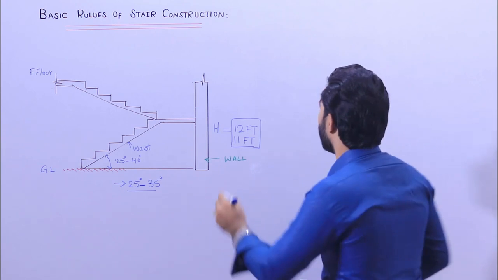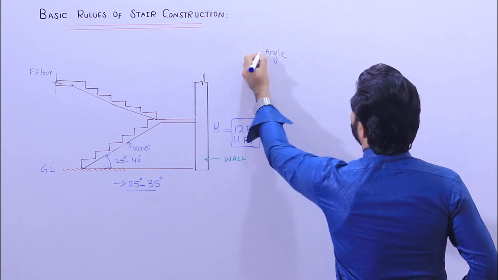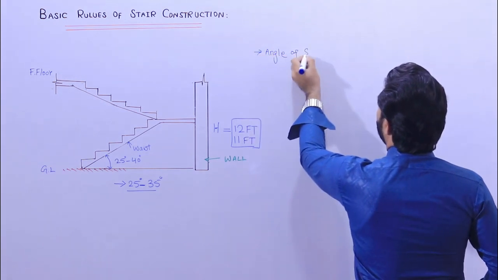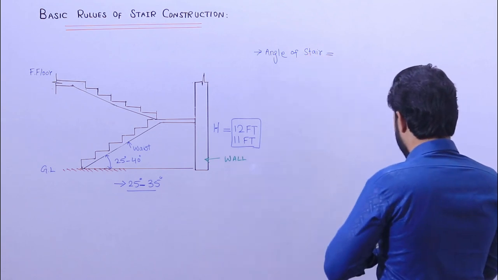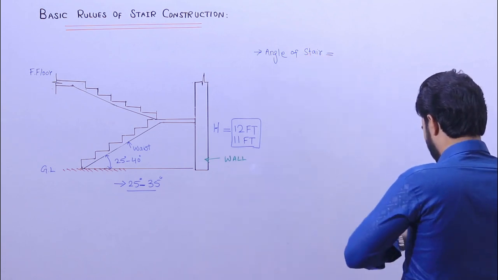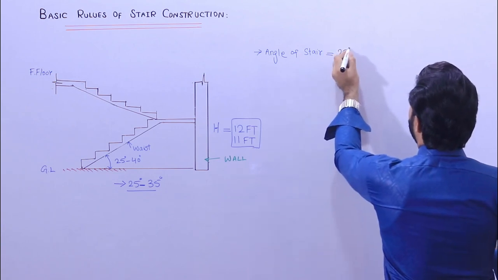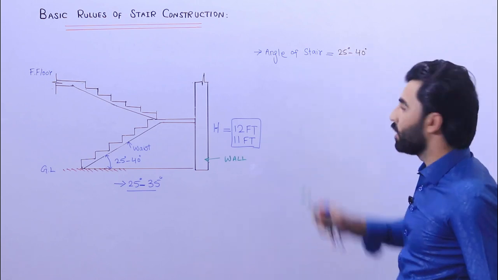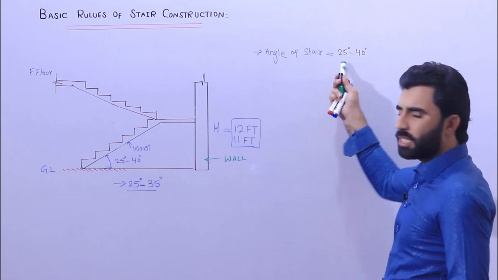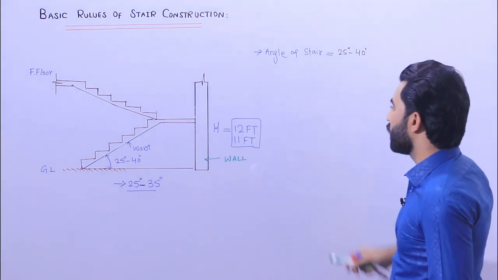Next guys, this is the first rule, angle of stair. It should be between 25 degrees to 40 degrees. It should not be more than this. You can keep from 25 to 33, but it should not be more than this.